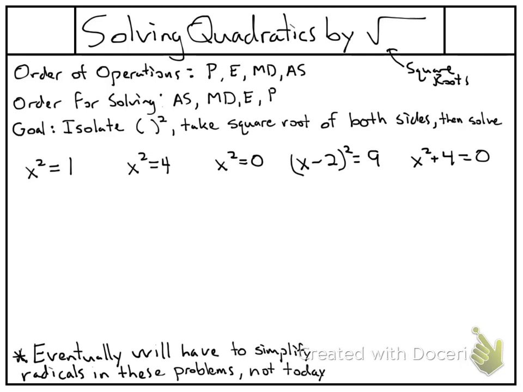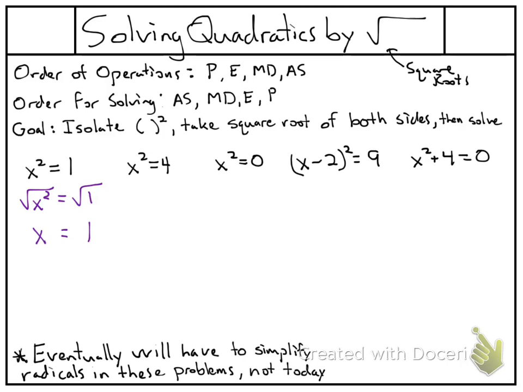So first up, I have x squared equals 1. Now, when we take the square root of both sides, we might think square root of x squared becomes x, and the square root of 1 just becomes 1. But that is not necessarily true, because if I reverse that order, what could I square to get a positive 1? The negative value would also work.